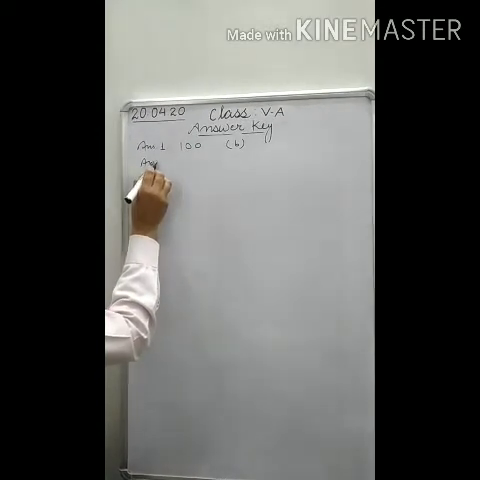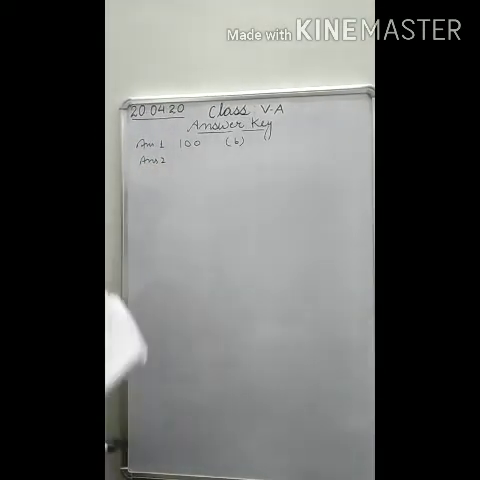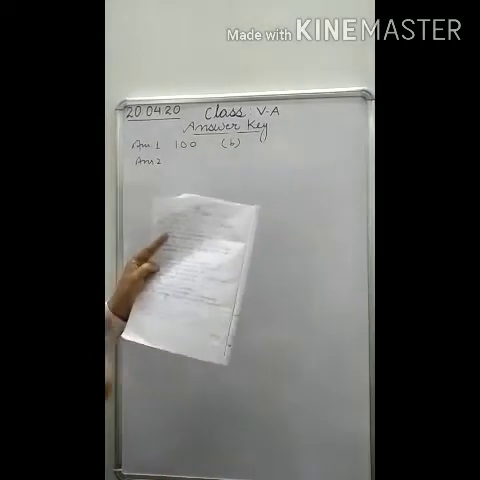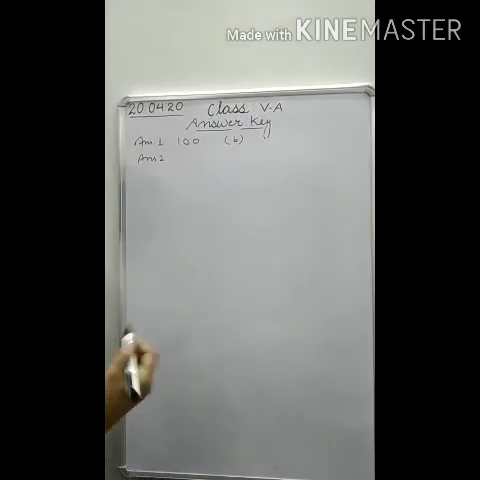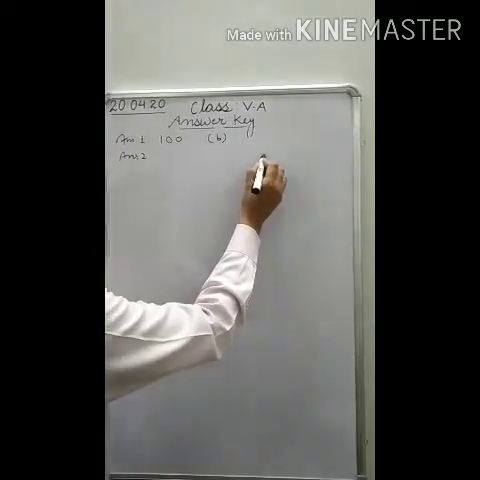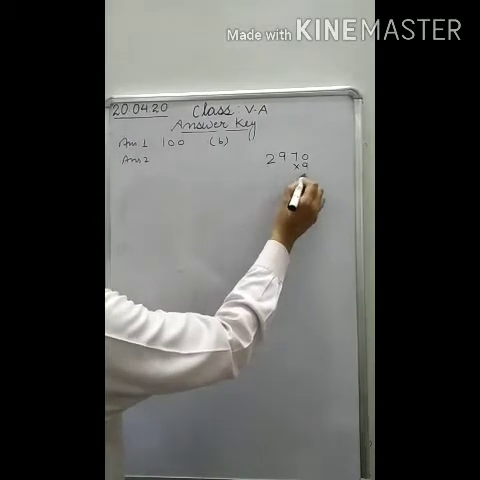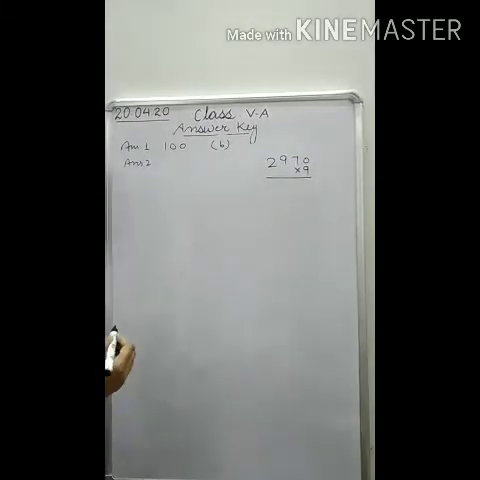Now come to the second question. In question 2 you have been given 2970 divided by 9. So what will you do? Again you have to multiply it. It is 2970. You have to multiply it by 9. Just get the answer of this.